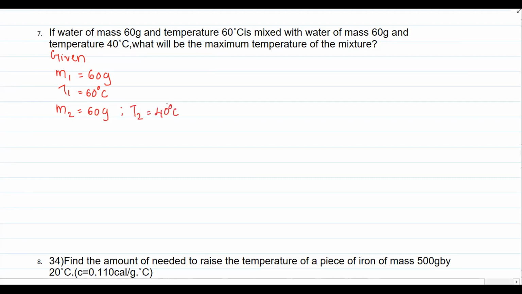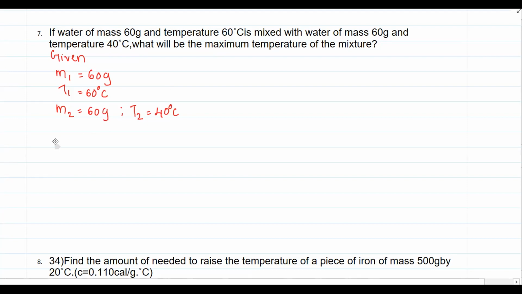So here, listen. Question is water at two different temperatures. One is at 60 degrees Celsius, other one is at 40 degrees Celsius. That means two different temperatures. One is at higher temperature, one is at lower temperature. We know that when we mix water at two different temperatures, heat will flow from higher temperature to lower temperature. And this will continue till both the temperatures become equal.